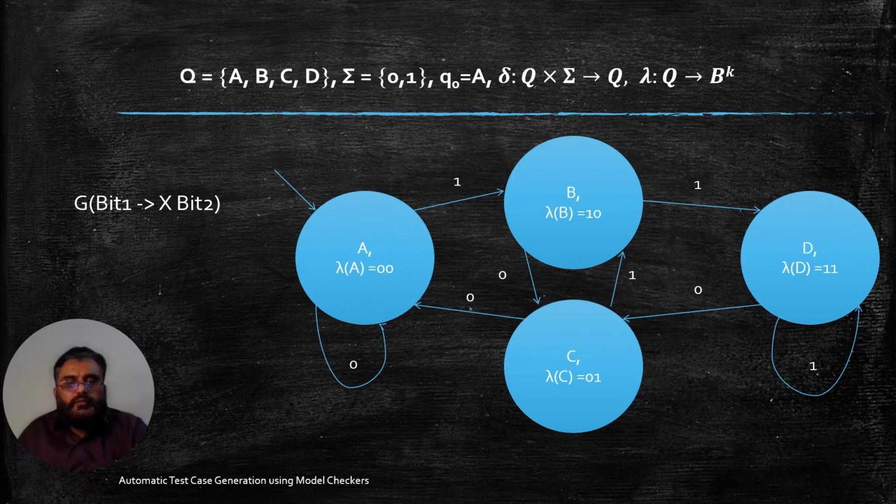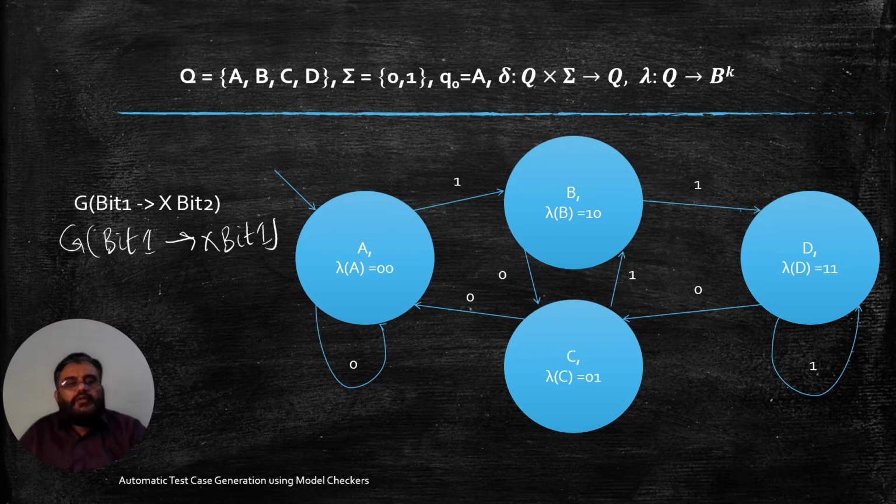Here is our example model of the 2-bit shift register. You can see state A, state B, state C, and state D. And the property this time we are going to verify on the model is G (bit 1 -> X bit 1). Not the property we just examined in the last video, which was true. So now I just changed it a little bit.